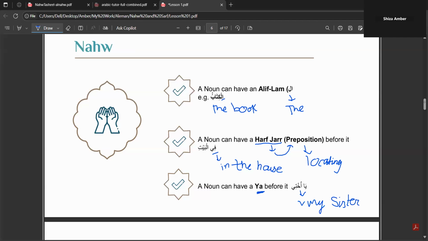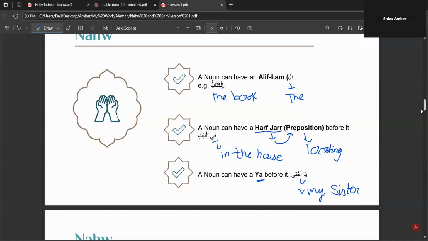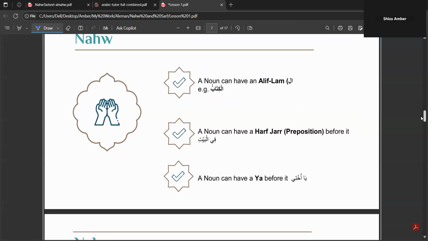How can you identify a noun in the sentence? It can either have a tanween, it can have an alif lam before it, it can have a harf jar before it, or it can have a ya before it. And I'll give you a list of harf jar, so you do not need to worry about how we will identify harf jar. I have a list, I will give it to you. Is it understandable? Yes. Okay, perfect.